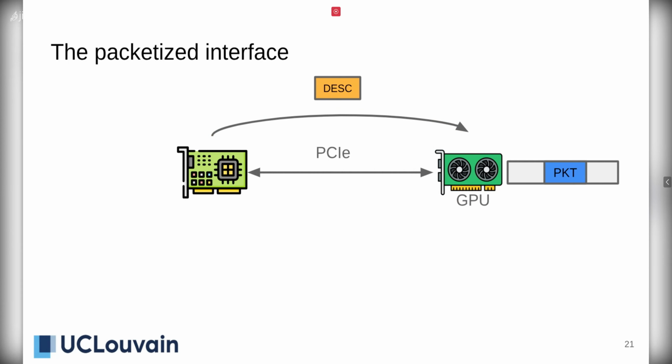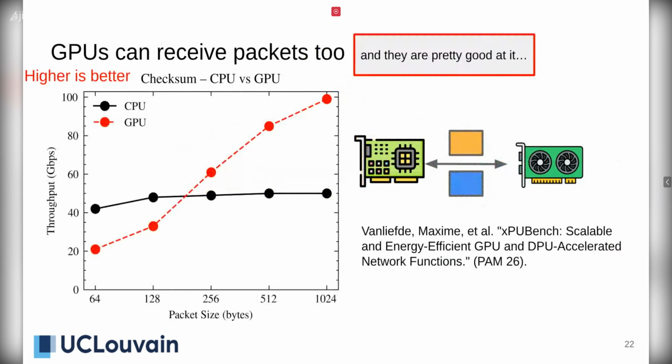And nowadays, the CPUs are not the only devices that can directly communicate with the NIC and receive packets. Because of AI, a lot of GPUs can also directly communicate with the NIC. And actually, they're pretty good at it. Maxime, a PhD student in our team, recently published a paper at PAM 26, where among other things, he benchmarked a lot of different ways GPUs can be used to process packets.